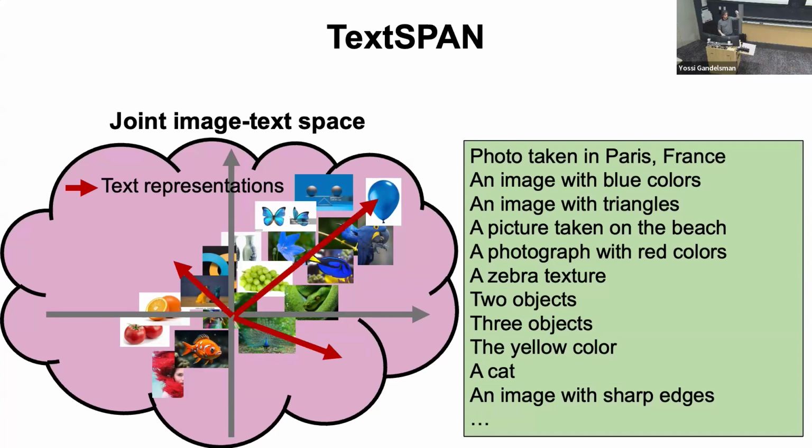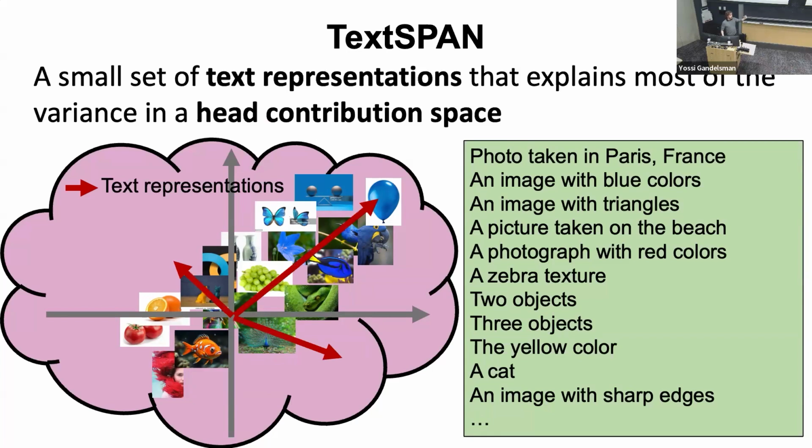So for example, for a given attention head, we can come up with a small set of vectors that correspond to text that span it, that explain the variance. You can think of it as some kind of PCA. Just as an example, say that's the output for attention head number 2. You can see that maybe this vector explains most of the variance, and it corresponds to the sentence about an image with blue color, and this one explains the rest of the variance, and it corresponds to the sentence about objects. This way we can collect sentences that span the output space of this individual attention head.